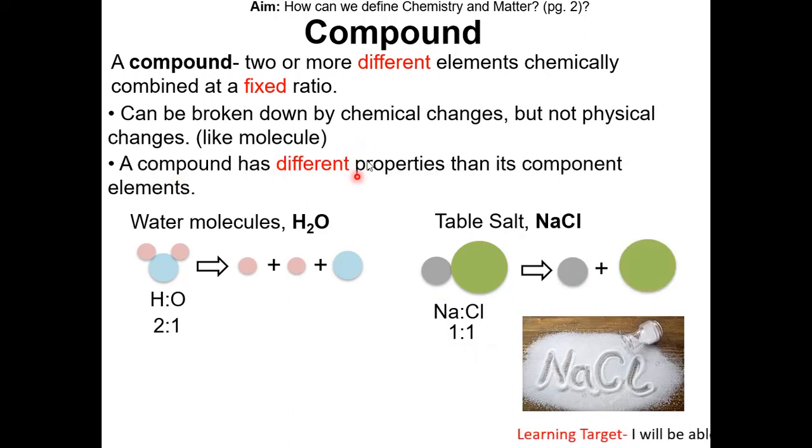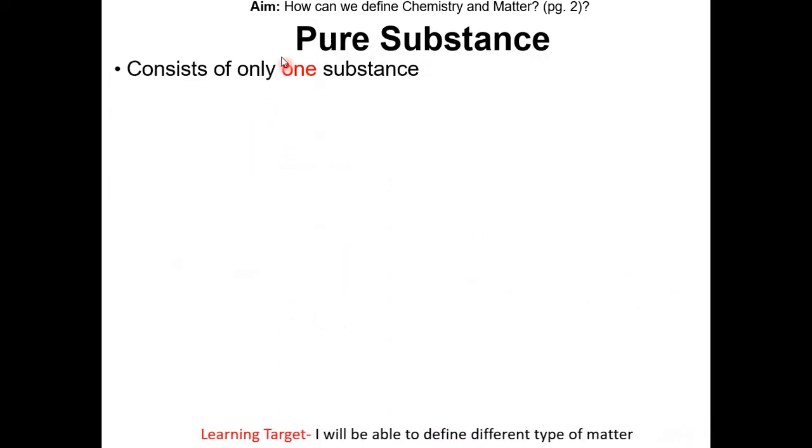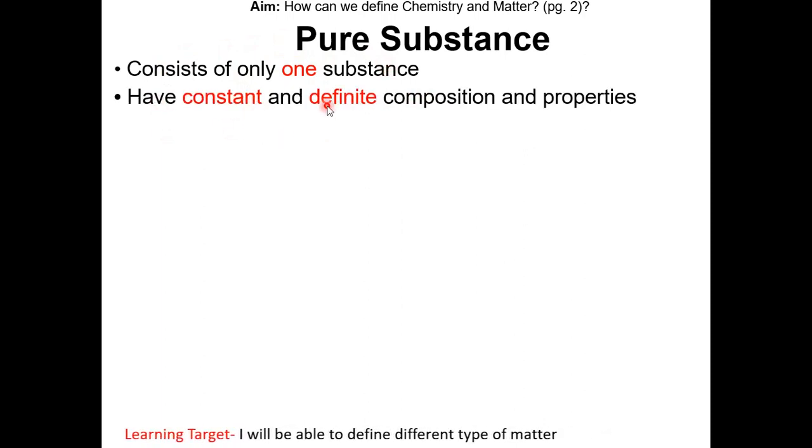A compound has different properties than its component elements. For example, water molecules have different properties than hydrogen and oxygen atoms. Elements, molecules, and compounds are considered pure substances. A pure substance consists of only one substance. Pure substances have constant and definite composition and properties.